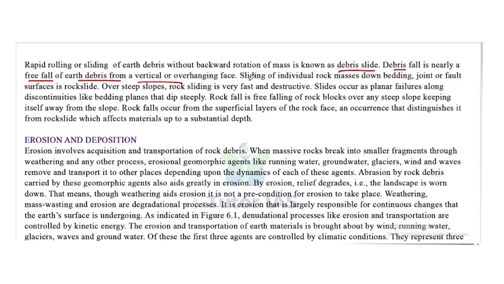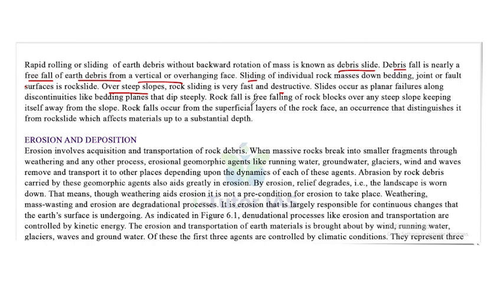overhanging face. Sliding of individual rock masses down bedding, joint, or fault surface is a rock slide. Over steep slopes, rock sliding is very fast and destructive. Slides occur as planar failures along discontinuities like bedding planes that dip steeply.